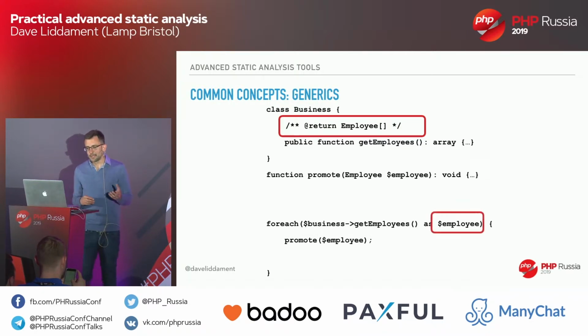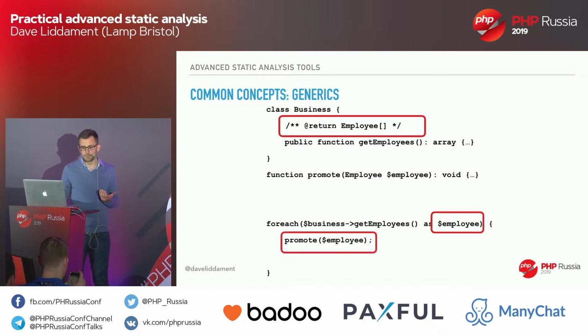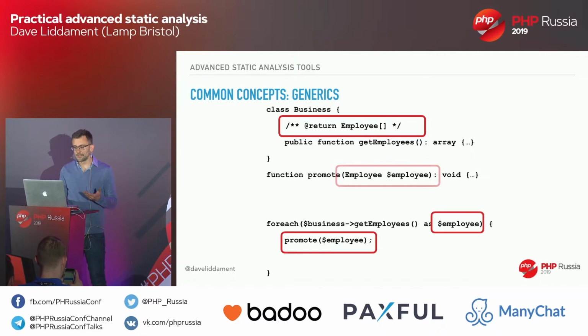So this means that we now know that employee in the foreach loop is actually of type Employee. So the thing we're passing to our promote function is an Employee, so we know that this code is all correct.